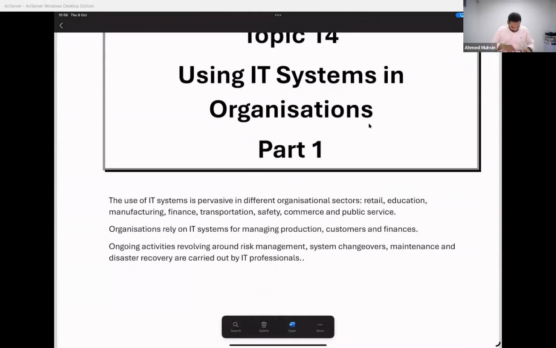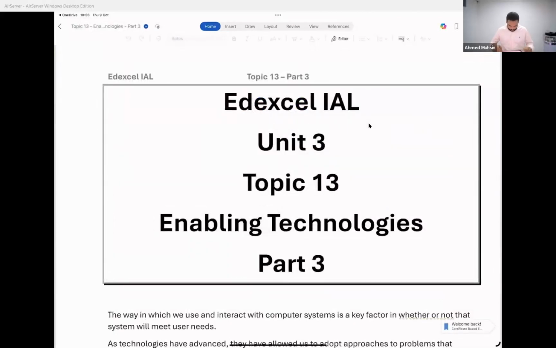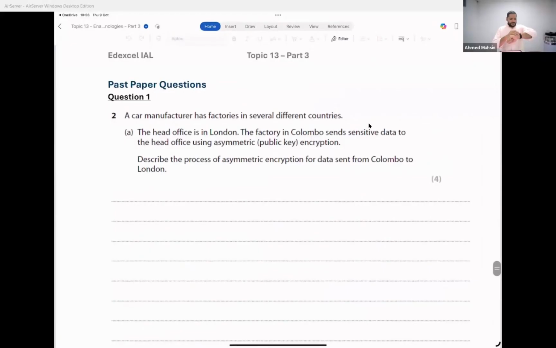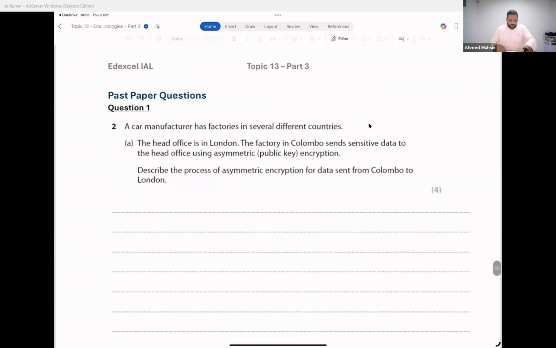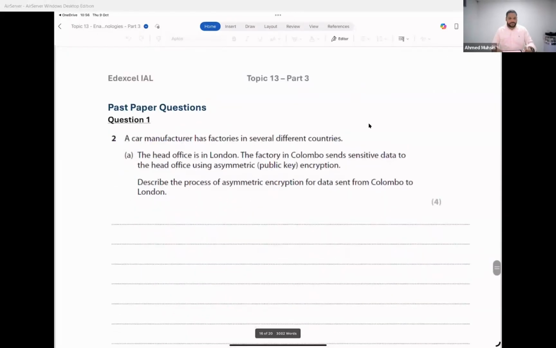Right, everybody, shall we have a look at topic 13, part 3? By the way, what time should we start now at? 11:10, we need to start now. Okay. Can everyone come down to question number 1 of topic 13, part 3.